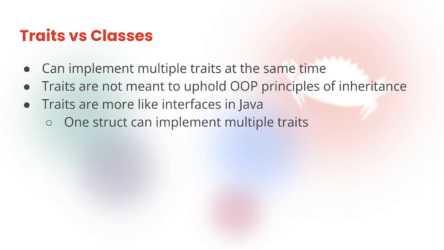Okay. And then traits versus classes. You can implement multiple traits at the same time. Traits are not meant to uphold OOP principles of inheritance. All of this means that traits are sort of more like interfaces in Java, but better. And again, one struct can implement multiple traits.